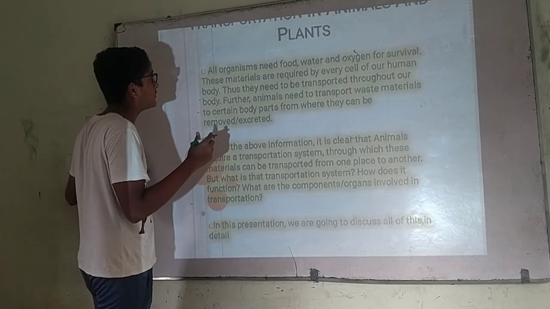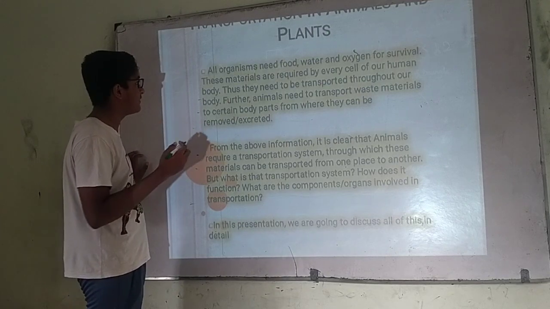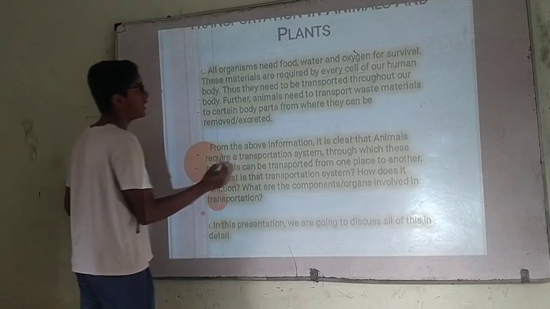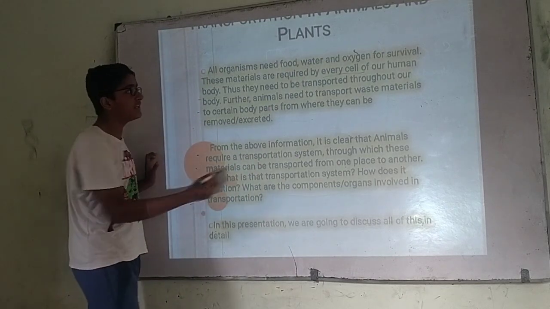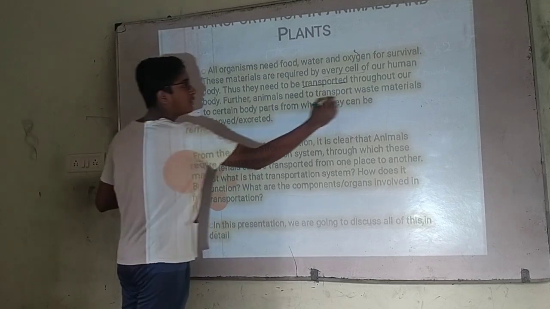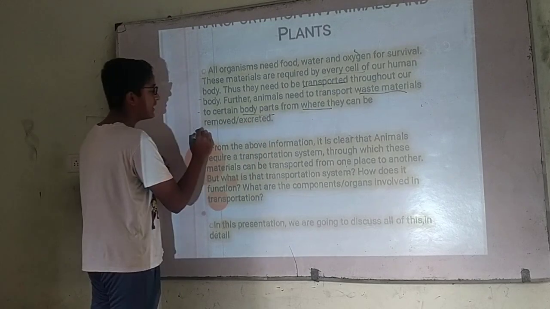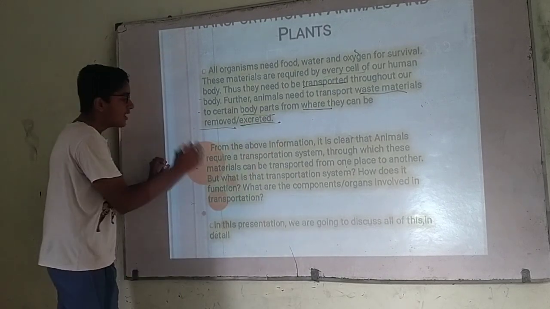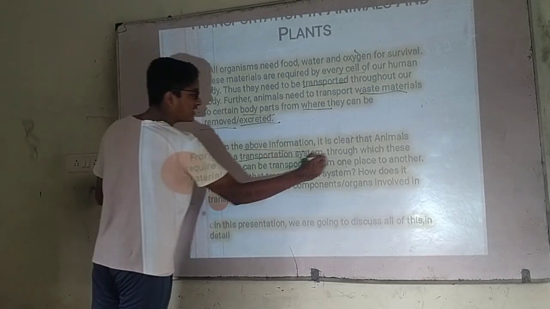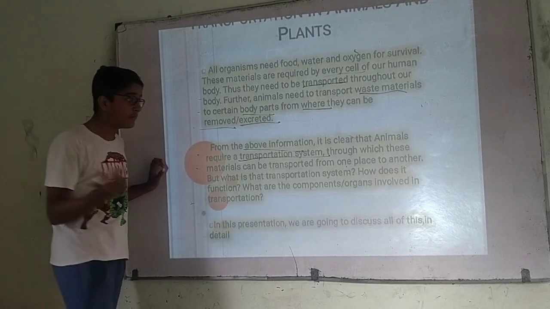Transportation in plants and animals. All organisms need food, water and oxygen for survival. These materials are required by every cell of our human body. Thus, they need to be transported throughout our body. Further, animals need to transport waste materials to certain body parts from where they can be removed or excreted. From the above information, it is clear that animals require a transportation system through which these materials can be transported from one place to another.